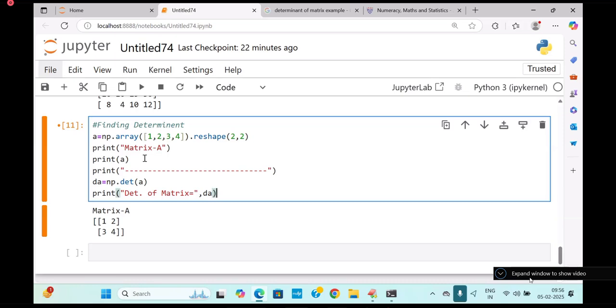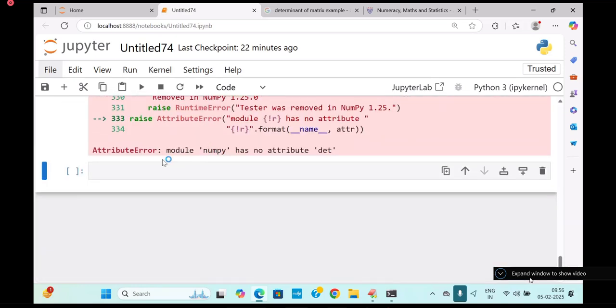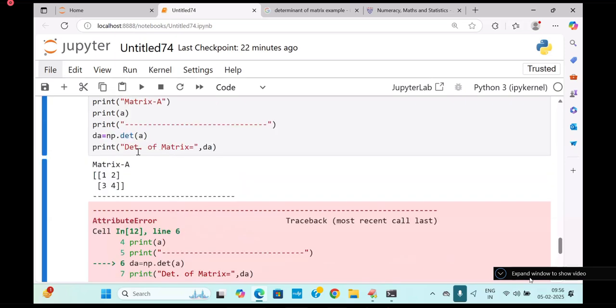So be careful, students. We are going to get an attribute error: the NumPy module has no attribute called det. So this is supposed to be tested with np.linalg. What is linalg?